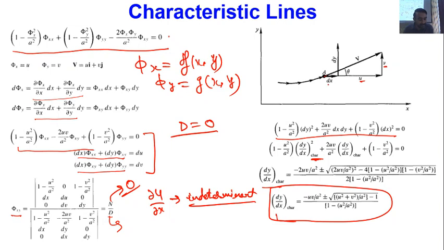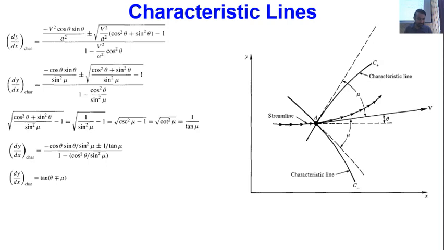Now at this point A, I can have multiple directions dx and dy which can satisfy this equation, but I will be having only a unique direction of dx and dy which will give me this particular slope and make this denominator d equal to 0. So that particular direction will be nothing but my characteristic direction. That is something which I have done over here.